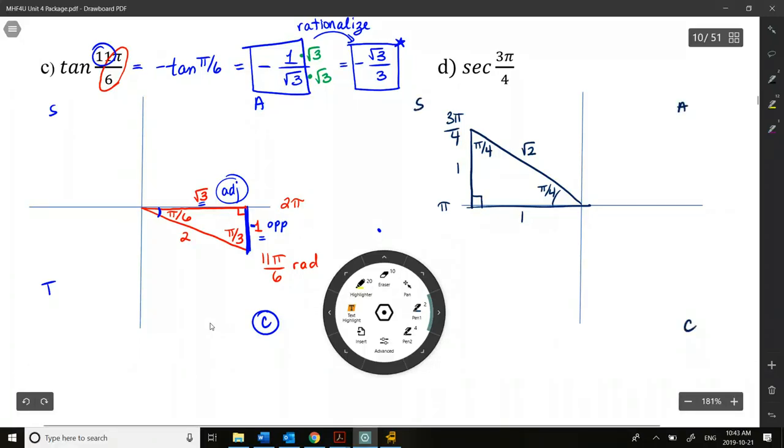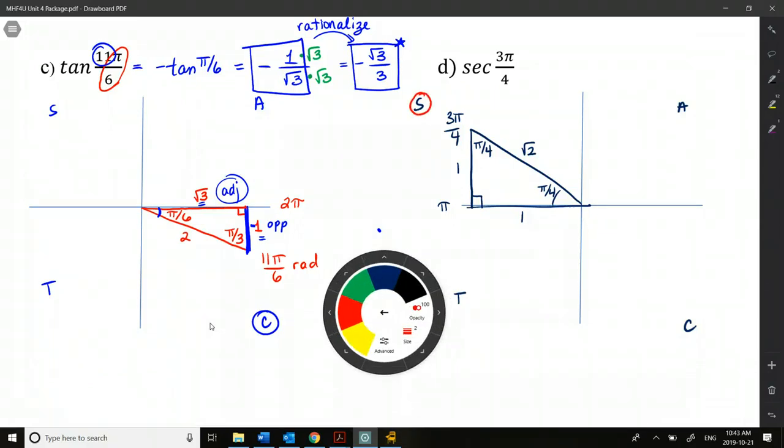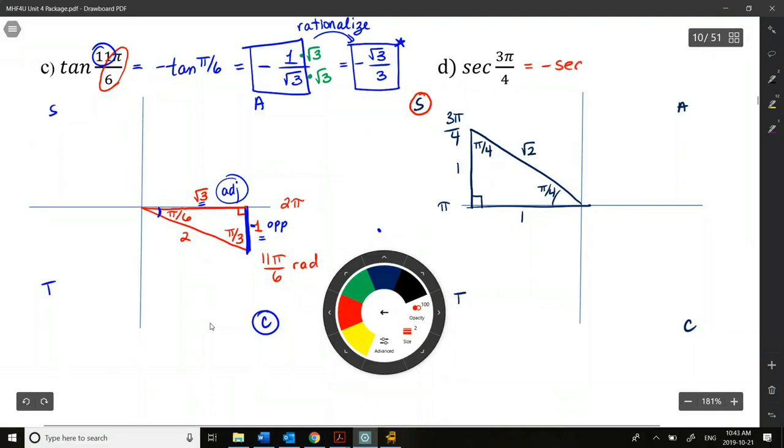Okay, let's talk about the cast rule as well. Secant, what is secant the reciprocal of? Cosine. So secant will be positive where cosine is positive and negative where cosine is negative. So if I'm taking the secant of something in the sine quadrant, it will be negative. Okay, so I'm going to get the negative secant of our reference angle, which is pi over 4.